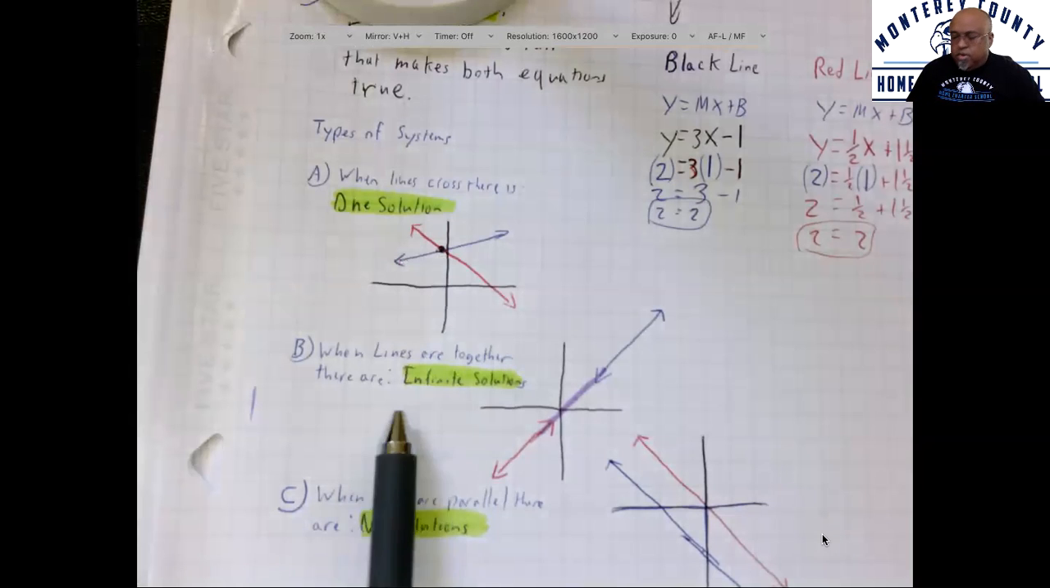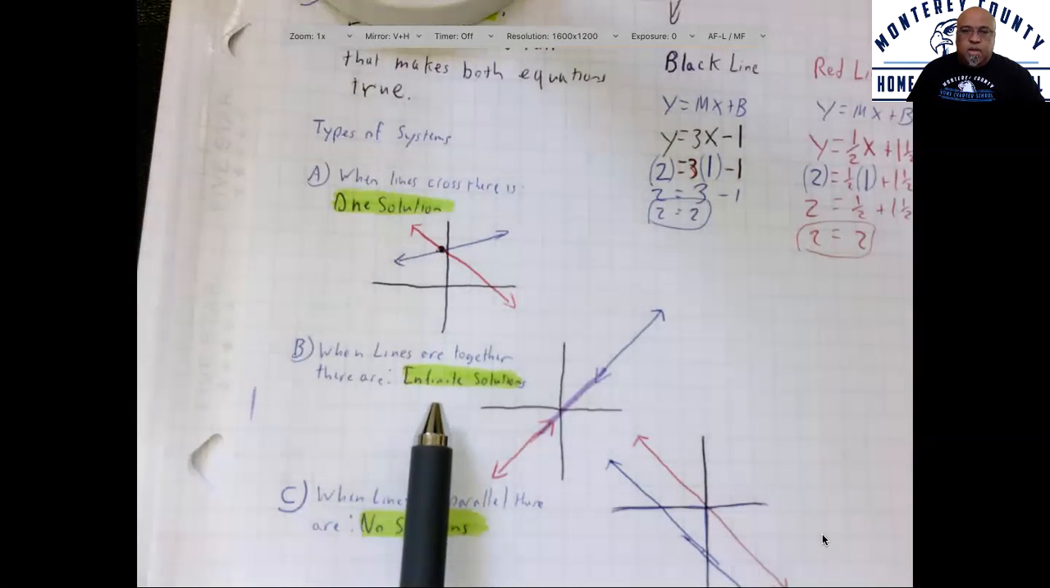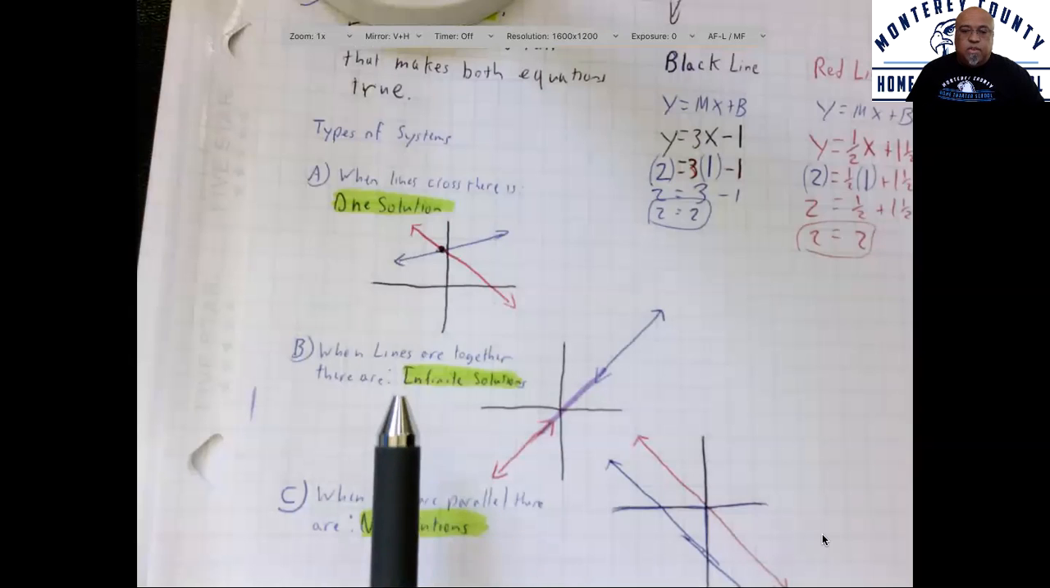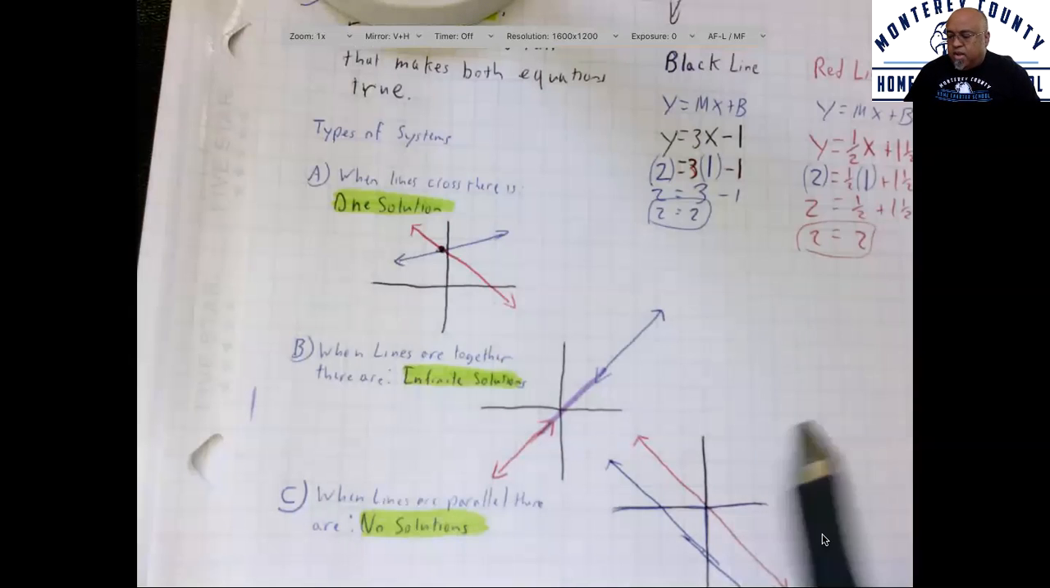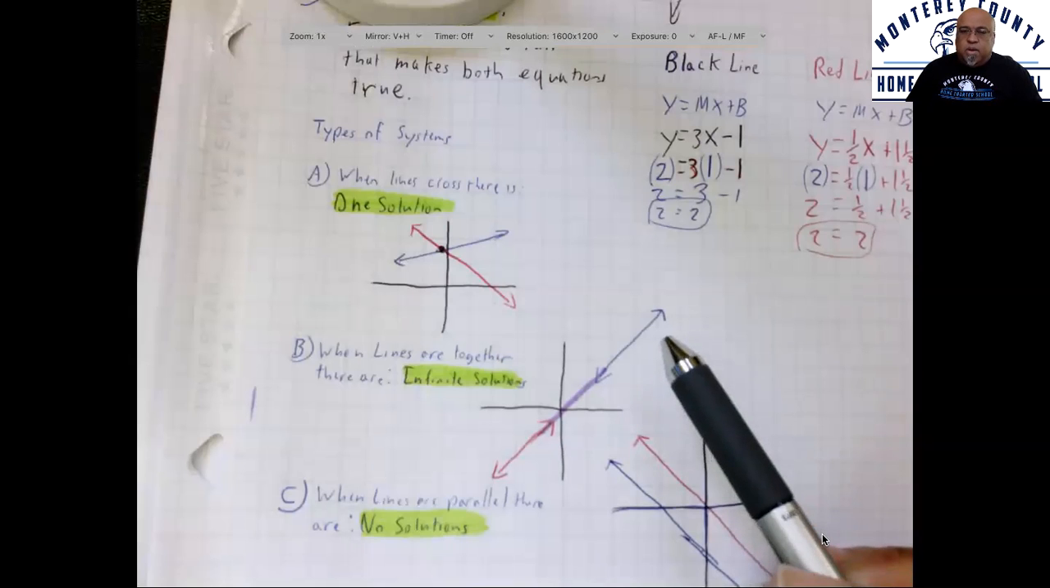Now B is what we call an infinite solution. Now this may sound a little bit funny once I explain it, but when lines are together, there are infinite solutions. Now when I mean together, I don't mean that they cross. I mean literally that you have two lines that occupy the same space at the same time.